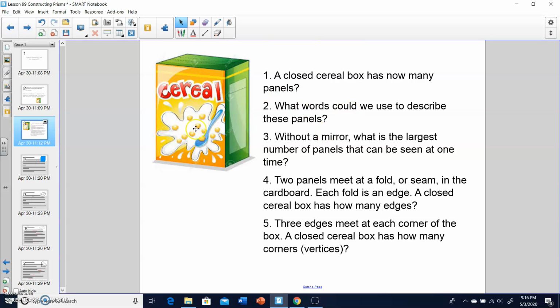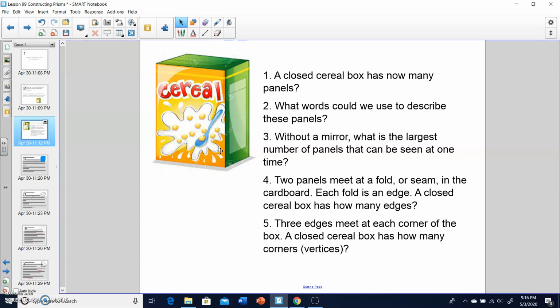What words could we use to describe these panels? When I was pointing them out, I said front, top, side, bottom, back. Any of those words would work. Left, right would also work. Without a mirror, what is the largest number of panels that can be seen at one time? Here we're showing the cereal box. How many can you see at once? We can only see these 3.